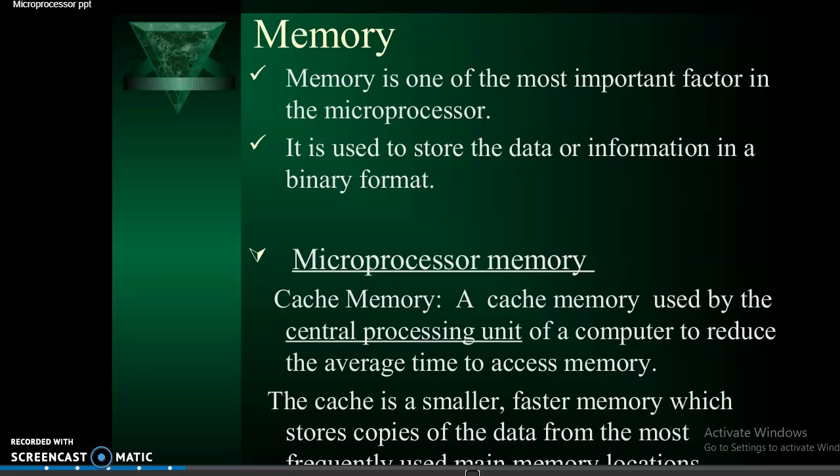In microprocessor memory, you have cache memory. The cache memory is used by the central processing unit of a computer to reduce the average time to access memory. This is a smaller and faster memory which stores copies of data from the most frequently used memory locations.